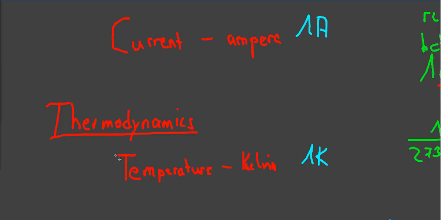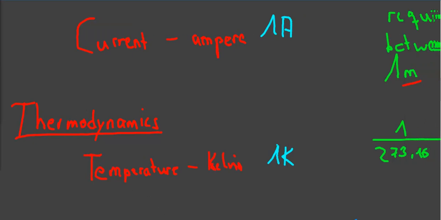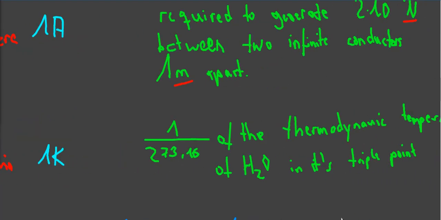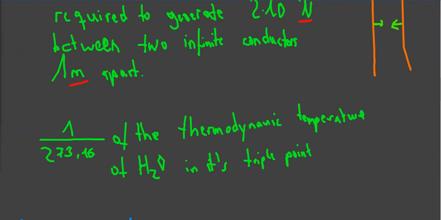It's from thermodynamics, and it's the temperature. We measure it in Kelvin. That's what we measure it in, and usually not Fahrenheit. Fahrenheit is more informal and non-physical, but in physics we measure it with Kelvin. Kelvin is defined as 1 over 273.16 of the thermodynamic temperature of H2O at its triple point.